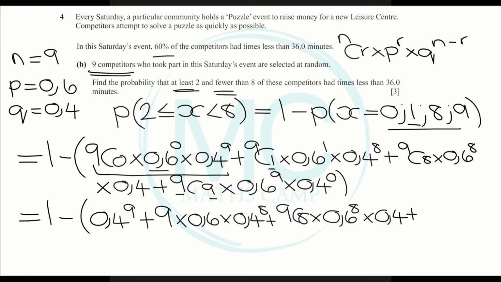N and R are the same values, NCR is 1. It becomes 1, so we can leave that, multiplied by 0,6 with an exponent of 9, 0,4 with an exponent of 0 is also 1, so we can leave that out as well. And now this is our bracket. So let's start by putting our bracket into our calculator.